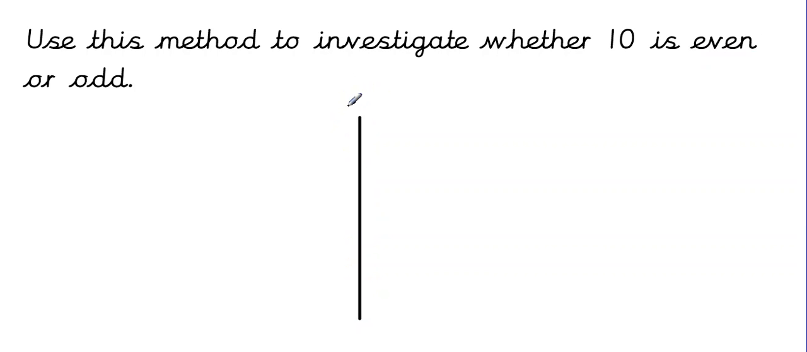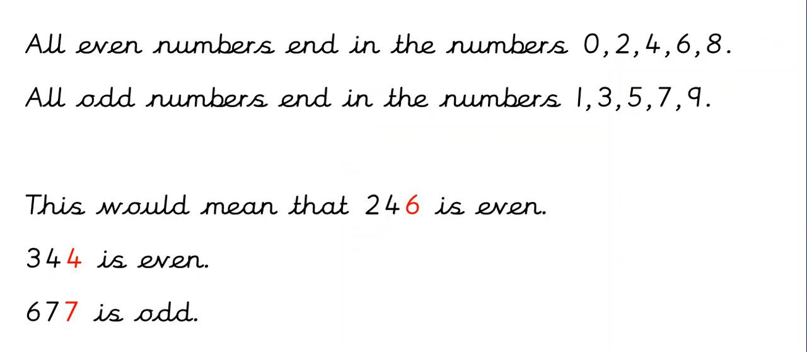Okay then, let's have a look. So we've got 1, 2, 3, 4, 5, 6, 7, 8, 9, 10. And I can stop there because I've reached my number, which is 10. Let's count up each column. So I've got 1, 2, 3, 4, 5 in this column, and 1, 2, 3, 4, 5 in this column. So my numbers are the same in each column. Therefore, the number 10 is even. Well done, Year 6. Let's move on.